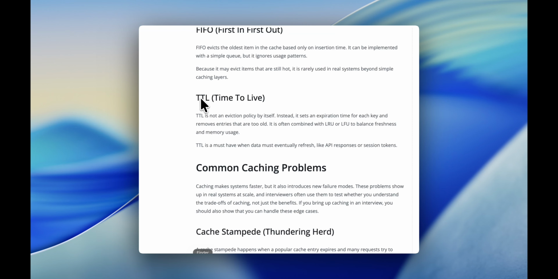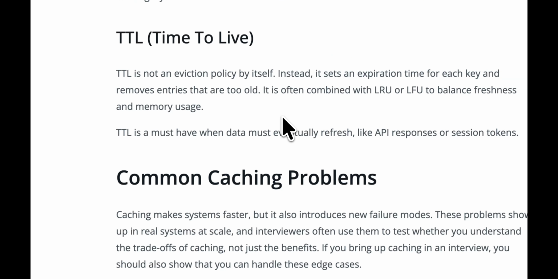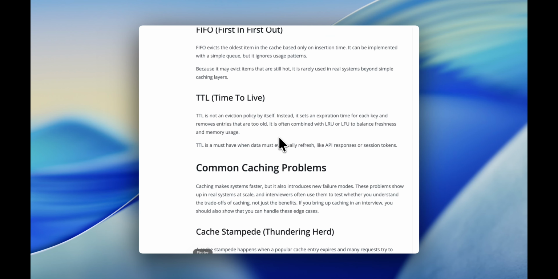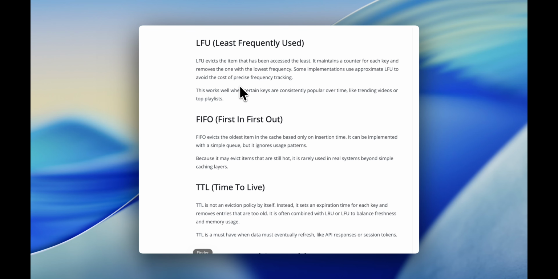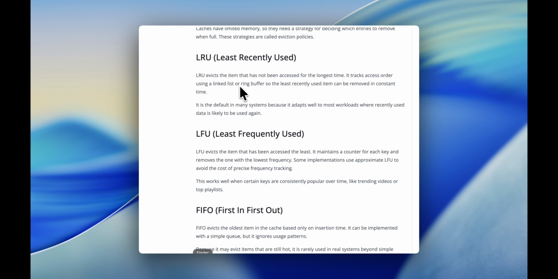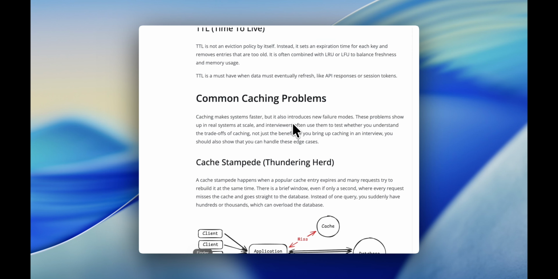And the last one is time to live, where we specify an expiration time for each key and entries which are old are removed. Let's suppose we specify that an entry should live for 1 minute. After 1 minute, that specific entry will be removed from the cache. So these were the major principles used for cache eviction policies.